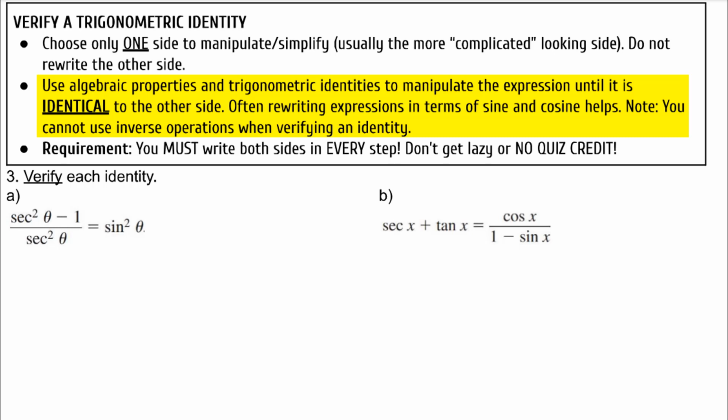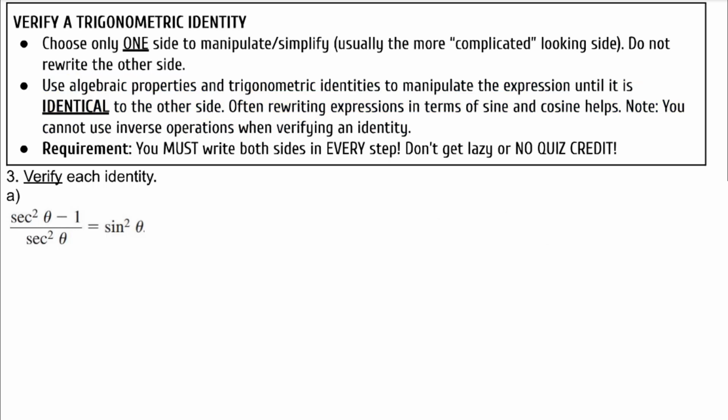Often, rewriting expressions in terms of sine and cosine helps. But note, you cannot use inverse operations when verifying an identity. This is not an equation. You are not being asked to solve for theta. This is basically like a 2-column proof. The left side would be one column and the right side would be the other column, and we're working step by step to make one side identical to the other.